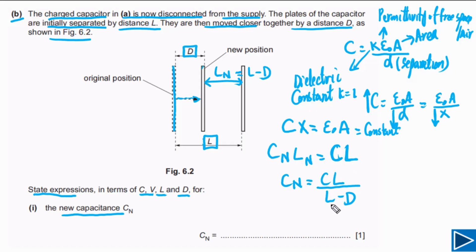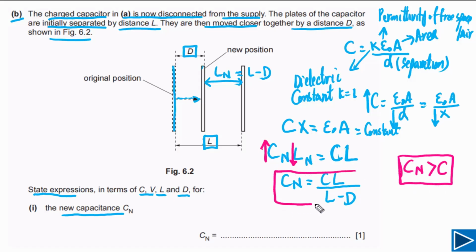Simply you can see from here, as this number gets smaller, this one is bigger. As Ln goes down, Cn goes higher. So Cn is greater than C. The capacitance of the capacitor has been increased, and this is our answer for this part. If you have written this, you will get 1 mark, that is the B1 mark.